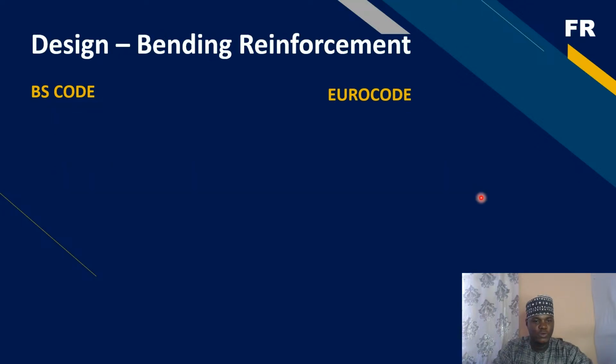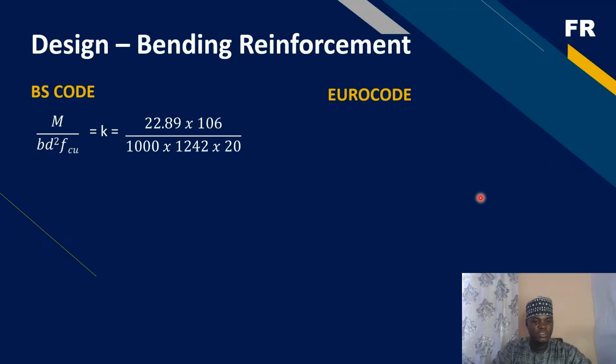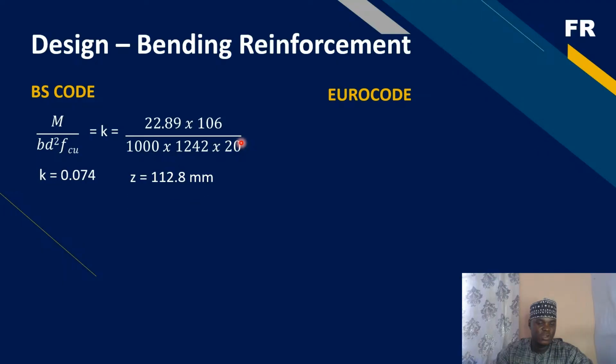So once we're done with the analysis, the next thing is now to design for the bending reinforcement. We are all familiar with this formula, K equals M over b d squared fcu. M is the moment, b is the width of the slab, d is the effective depth, fcu is the characteristic strength of concrete. So substituting M of 22.89 for BS code times 10 to the power of 6, divided by b of 1000, d of 124 squared, times 20, you are going to have a K value of 0.074. From there, you can determine your lever arm, 112.8 millimeters.